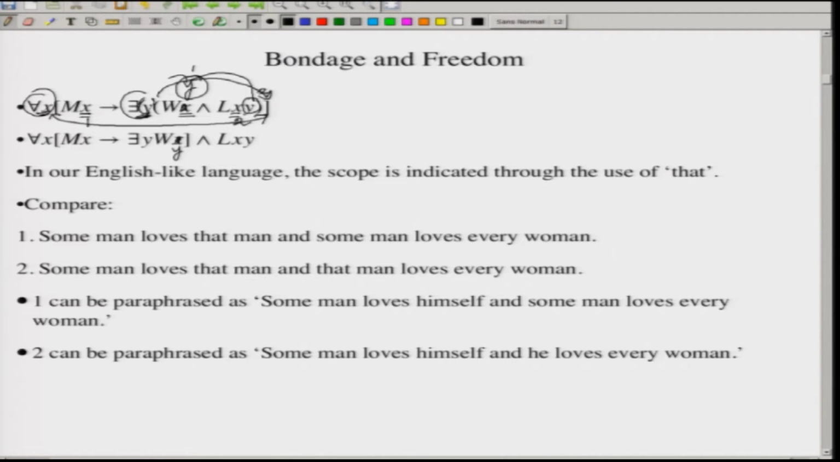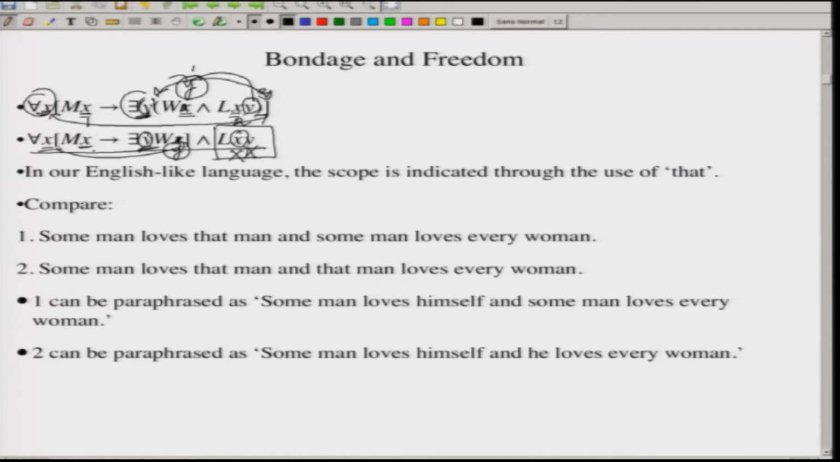The scope is once again indicated by a bracket, and in this case we can see in this formula, although this x is bound, this x is bound, this is not bound, this is not bound, and although this y and this y are bound, this occurrence of y is not bound. It is because the bracket is from here to there, so this part is outside the bracket, and it is not bound by these quantifiers.